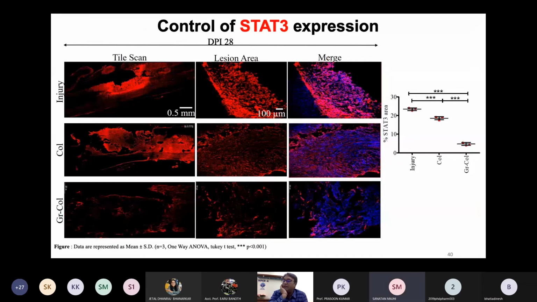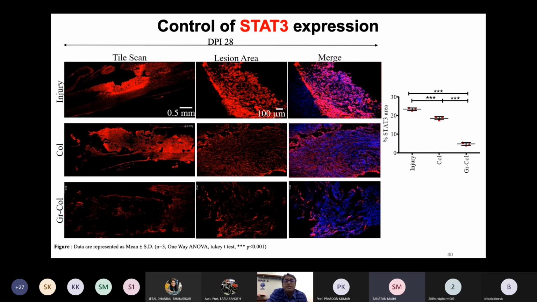So again, it is more of an observation: we put the material in and try to see, and this is happening. We want to see why this is happening, and we tried to connect it with a very important pathway called STAT3. It is seen that when the STAT3 expression is higher in the neuronal and spinal cord area, you will find better neuronal regeneration, as well as a more anti-inflammatory pathway being modulated.